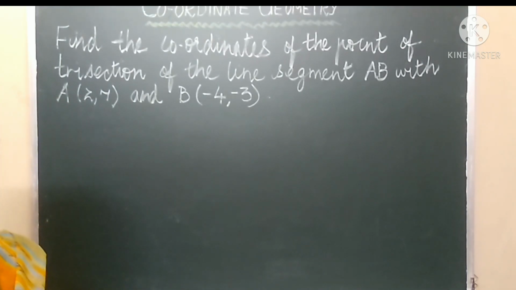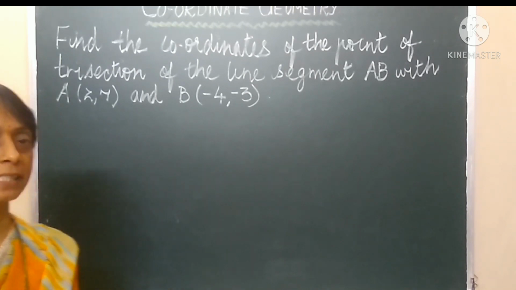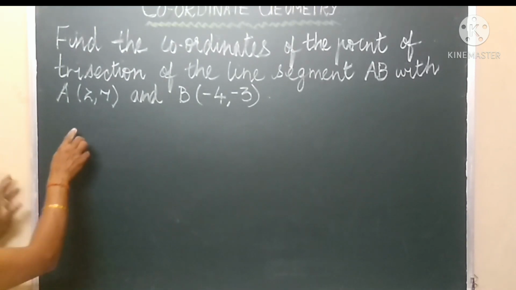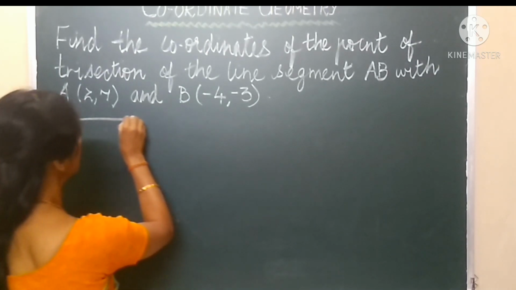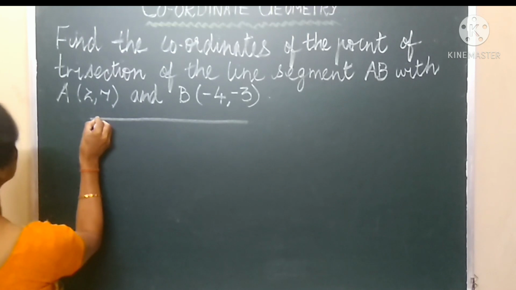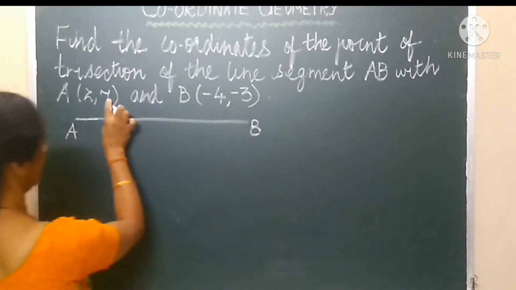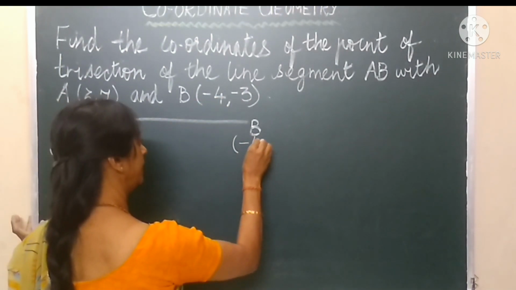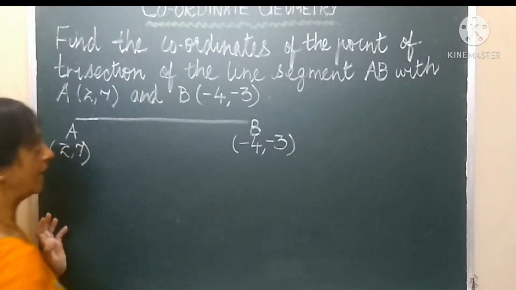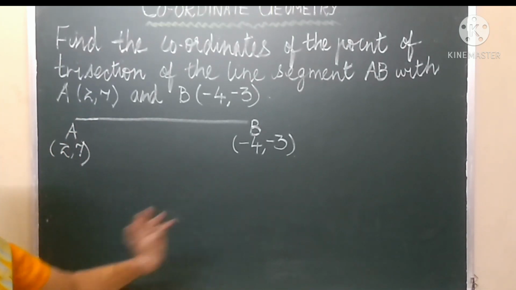So to begin with the problem, let's put the given word problem in a diagrammatic form to understand it more precisely. So the line segment is AB. I'll just draw a figure. Okay, the end points are A and B. A with coordinates (2, 7), B with coordinates (-4, -3), and now we have to find the coordinates of the points lying on this line segment.